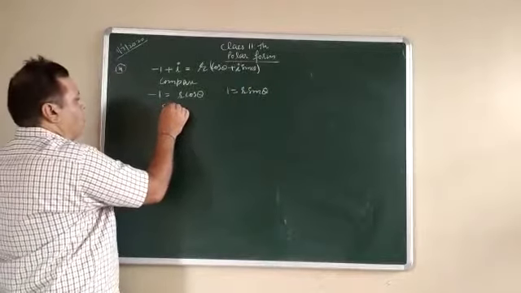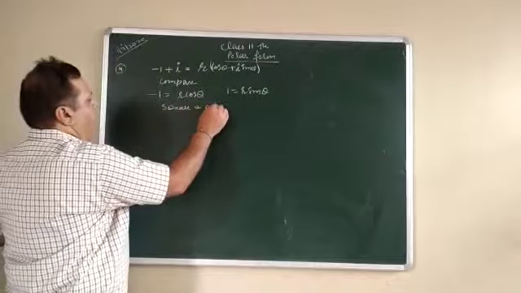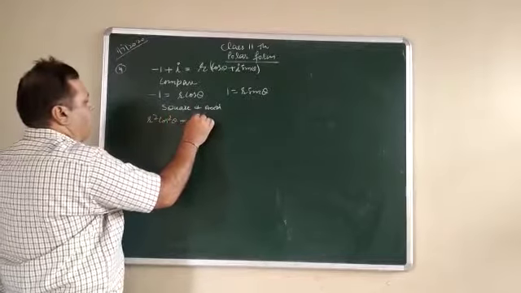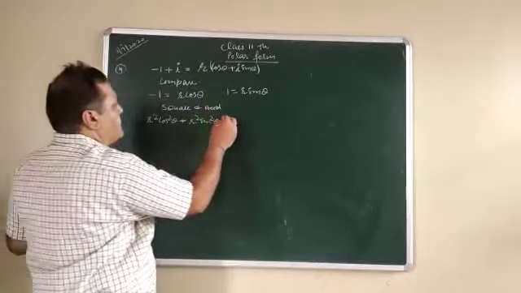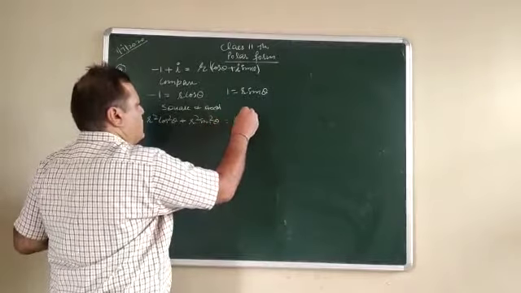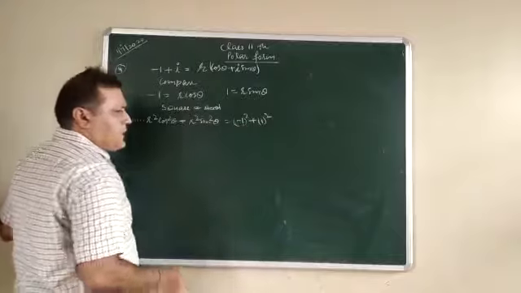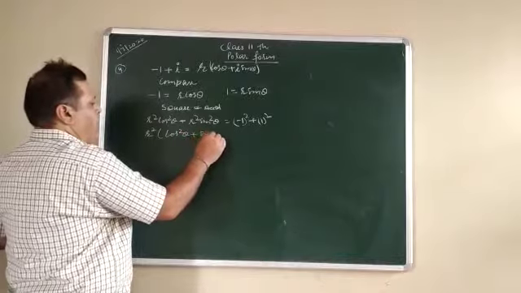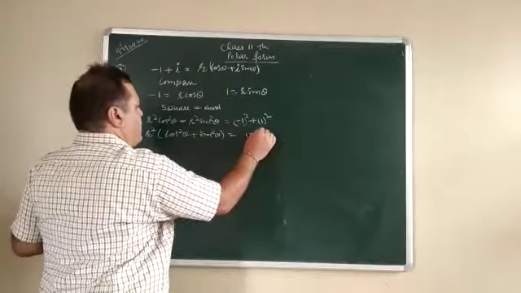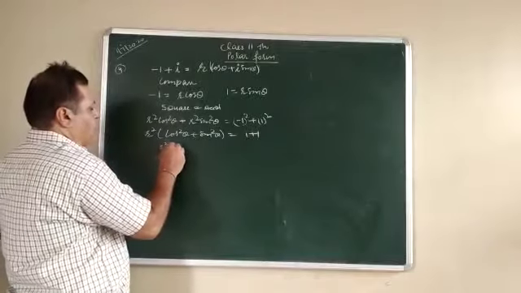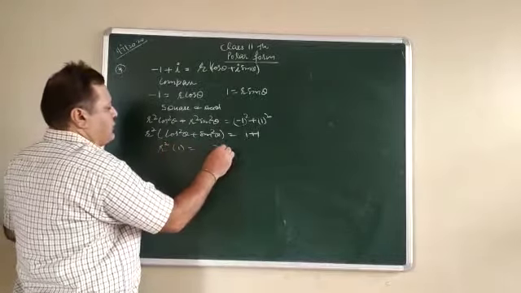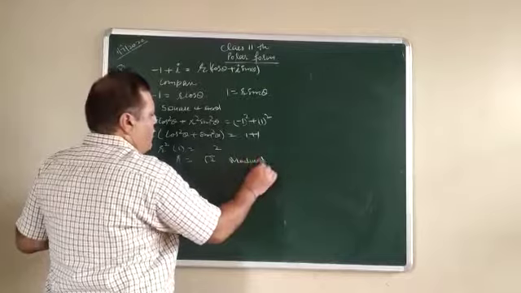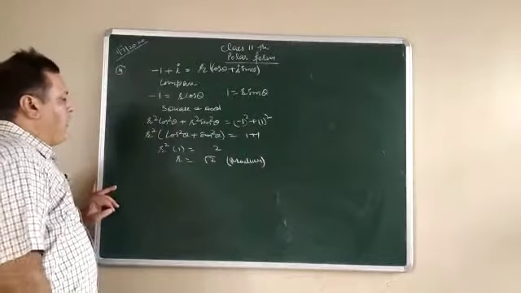Now again we square and add. It is r square cos square theta plus r square sin square theta, that is -1 square plus 1 square, which equals r square common, cos square theta plus sin square theta, equals 1 plus 1. So r square into 1 is equal to 2. r is equal to under root 2. This is called the modulus. Now we have to find the principal argument.